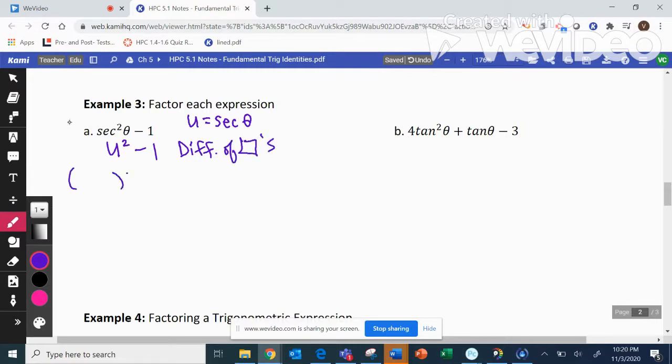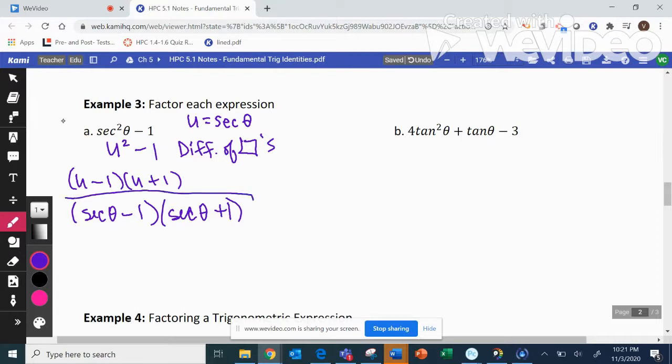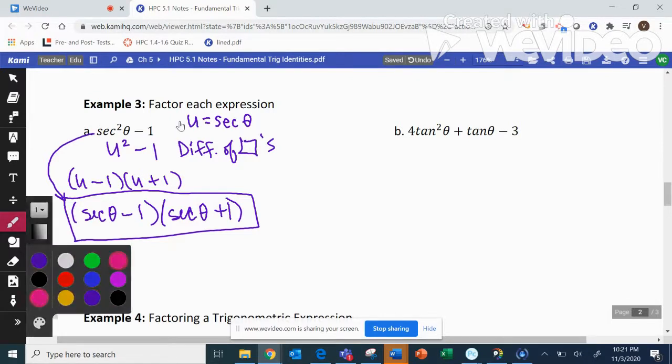So I'm going to factor the difference of squares, U minus 1, U plus 1. And then I can put secant theta back in. And I have it factored. You do not have to do U substitution if you can see how to factor it straight from the original question to here. That's fine as well. I just showed the U substitution just in case somebody wouldn't necessarily see it right at first.